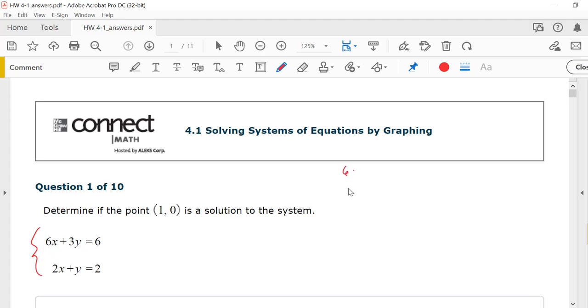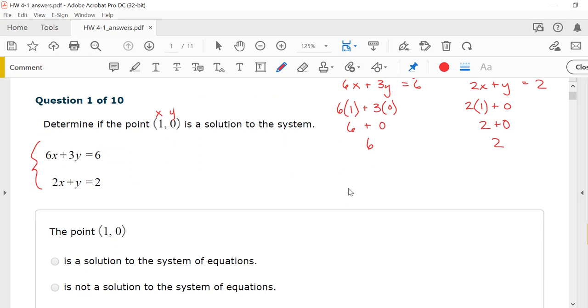So for the first equation, 6x plus 3y equals 6, we're going to plug in 1 for x and 0 for y. 6 times 1 plus 3 times 0. So that's 6 plus 0, which is 6. So yes, it works in the first equation. Now let's plug it into 2x plus y equals 2. So 2 times 1 plus 0, 2 plus 0 is 2. So yes, it works in both equations. So that point is a solution to the system of equations.